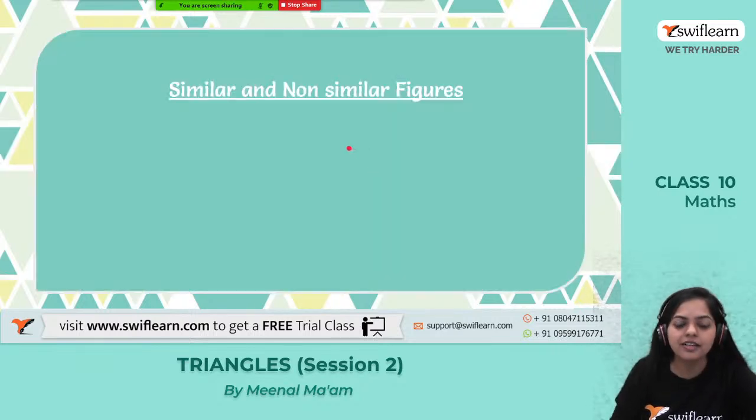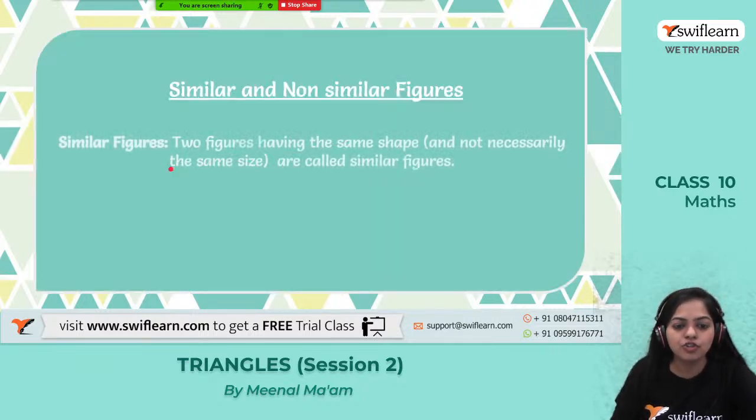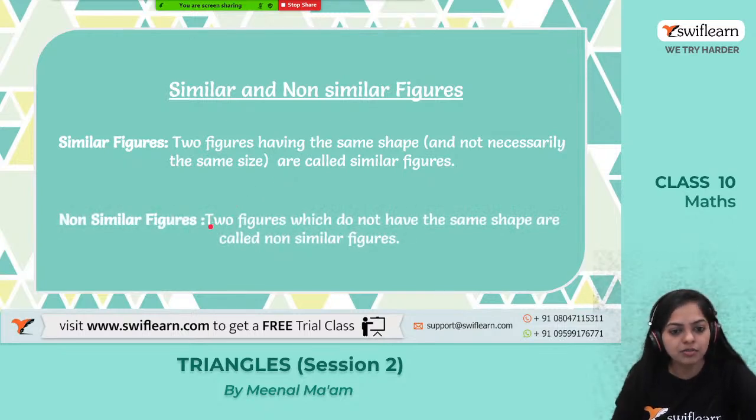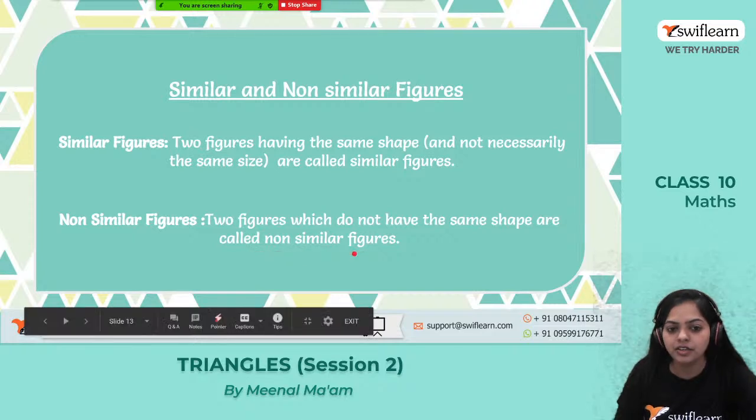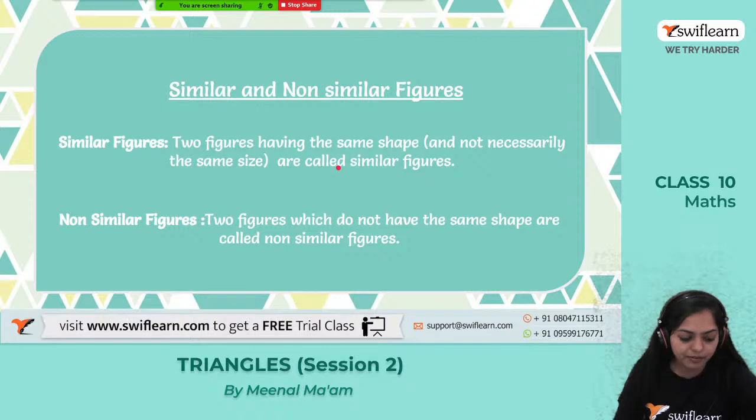Alright, so see here, similar and non-similar figures. So what are the similar figures that we have discussed yesterday? Two figures having the same shape and not necessarily the same size are called similar figures. Here the condition is same shape but not necessarily the size. And what about the non-similar figures? Two figures which do not have the same shape are known as non-similar figures. So the condition for similar figures is same shape. Got it? Okay, great everyone.